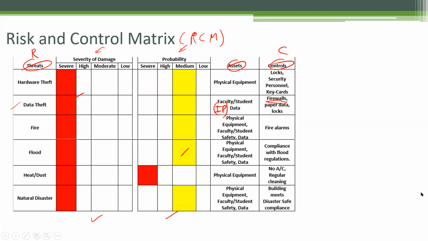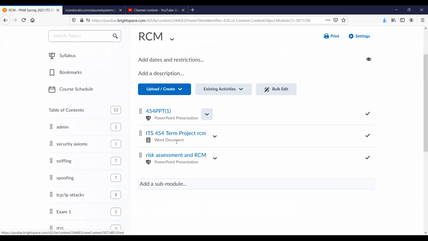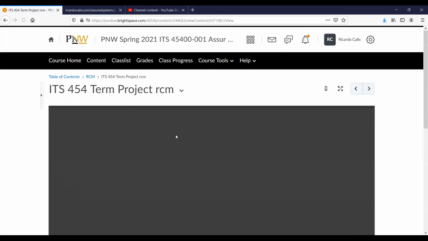Are there any questions about these slides? All right, doesn't sound like there are any questions. So let's go back to Brightspace. I think on Brightspace, I did provide another document. You should be seeing this one, the term project, RCM.